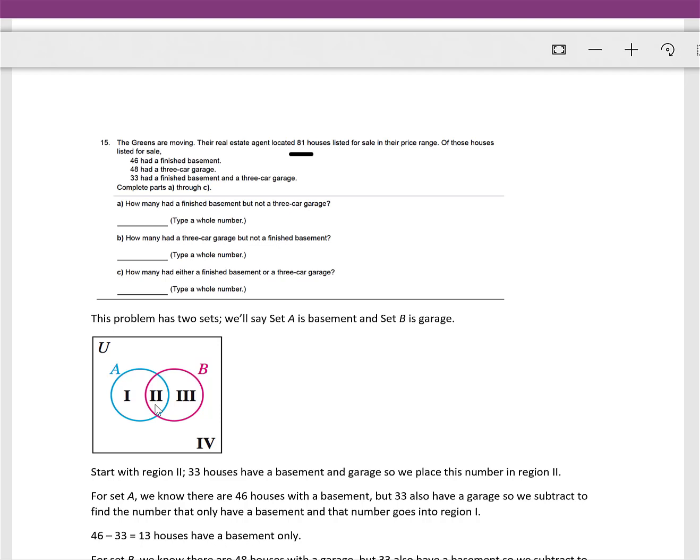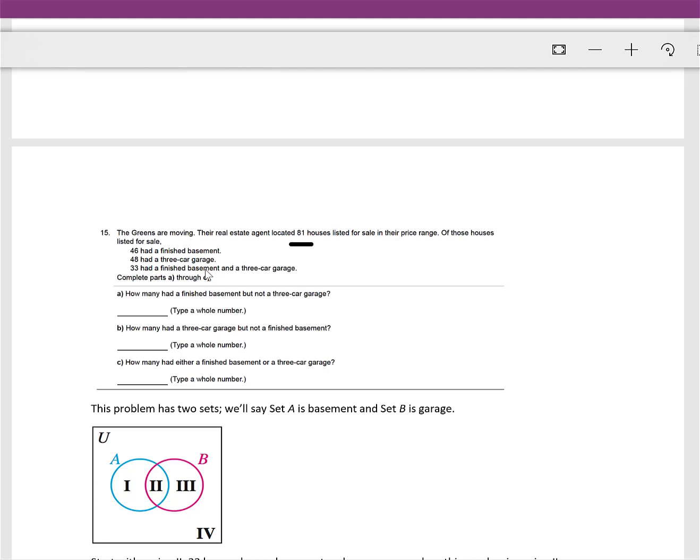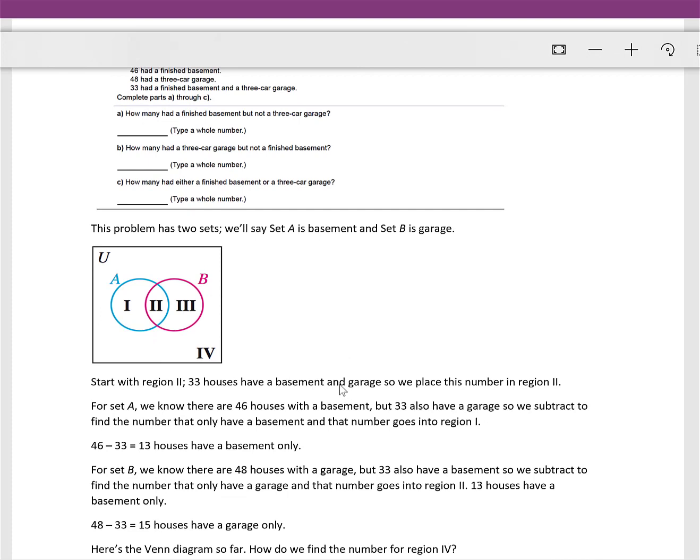So we're going to start with region 2. How many houses had both? That's 33, so that number is going to go right here into region 2. Now we know set A is basement, and there's a total of 46 with a basement, but we've already accounted for 33 of them because they also have a garage. So we're going to do subtraction, and we find that 13 goes right here in region 1. They have only a basement. By the same reasoning, I've got 48 houses that have a 3-car garage, but 33 of those also have a basement. So I'm going to subtract the 33, and I come up with 15 houses that only have a garage.